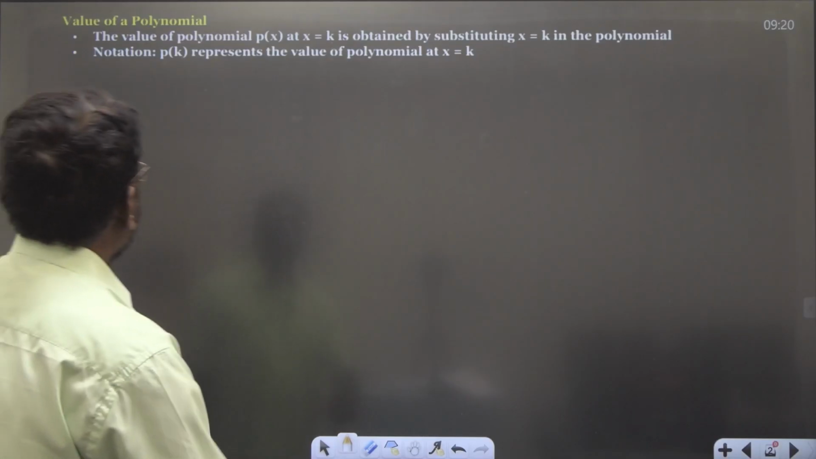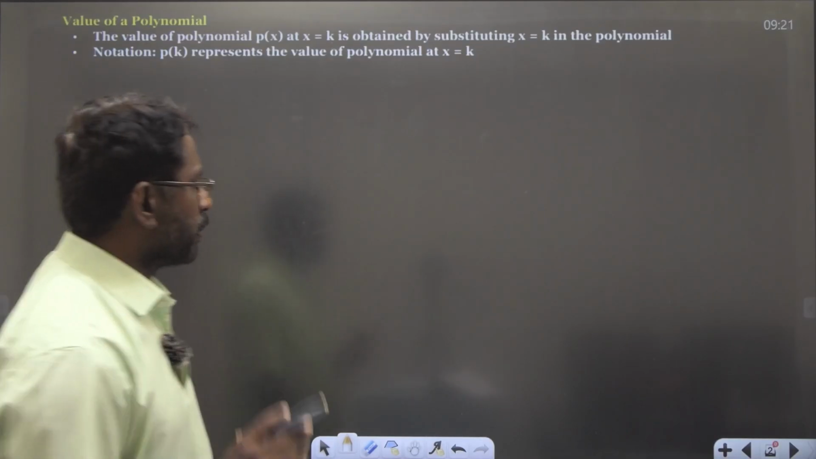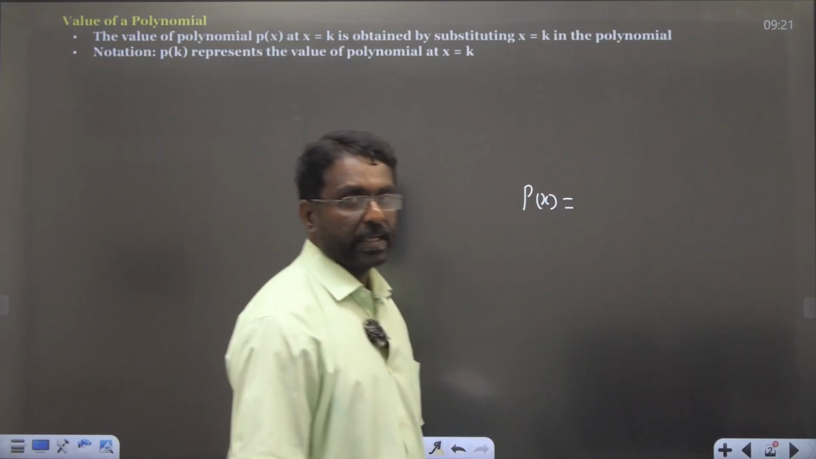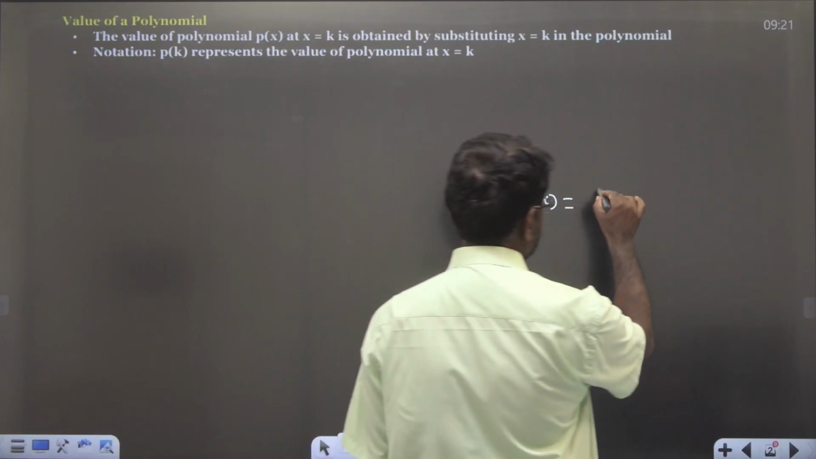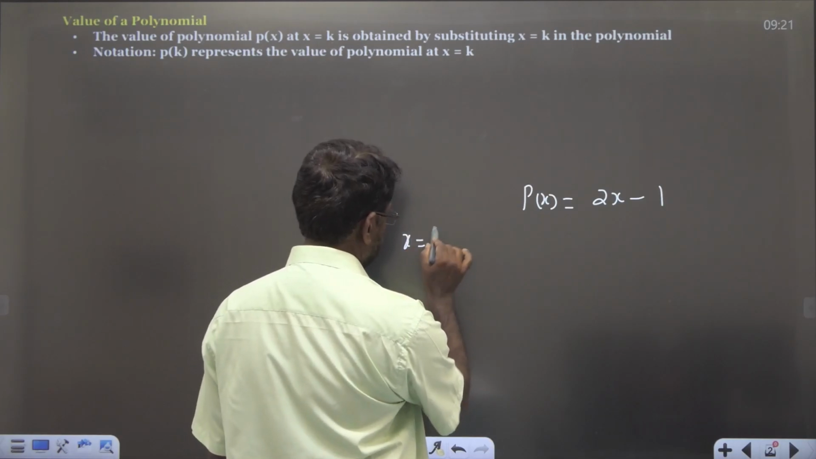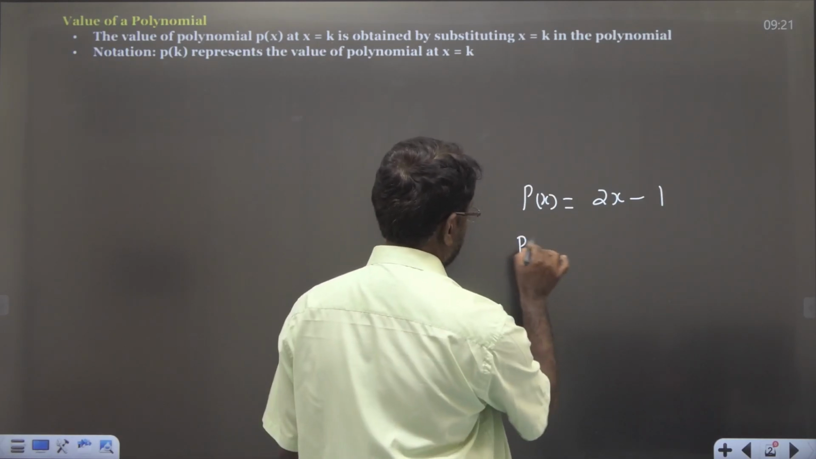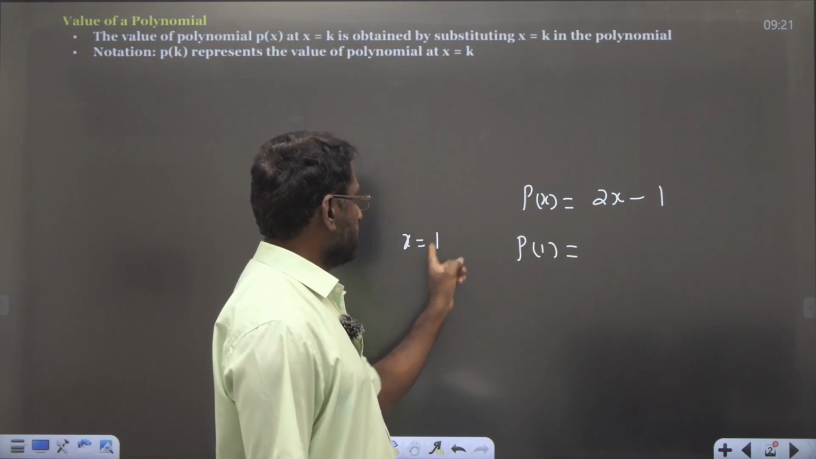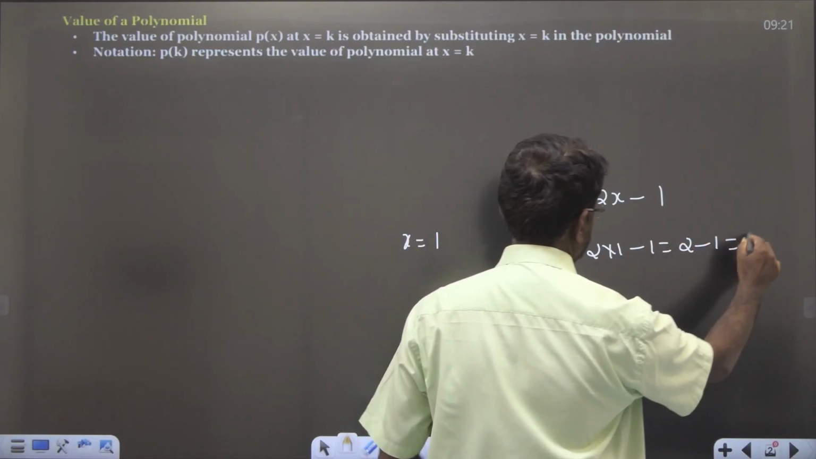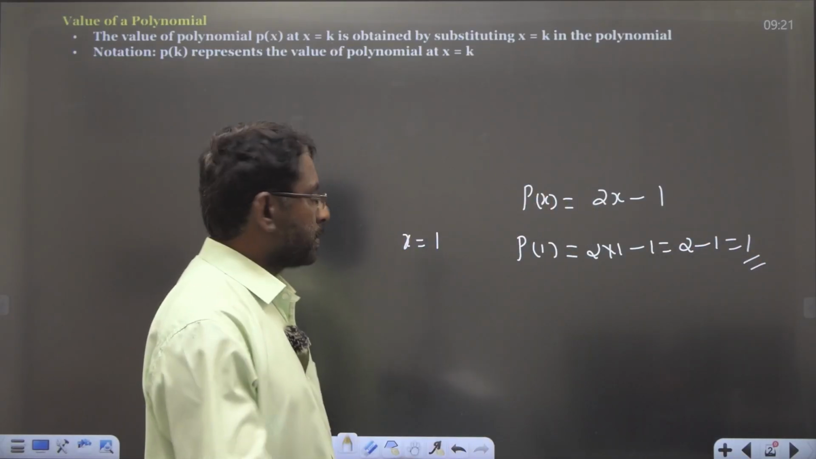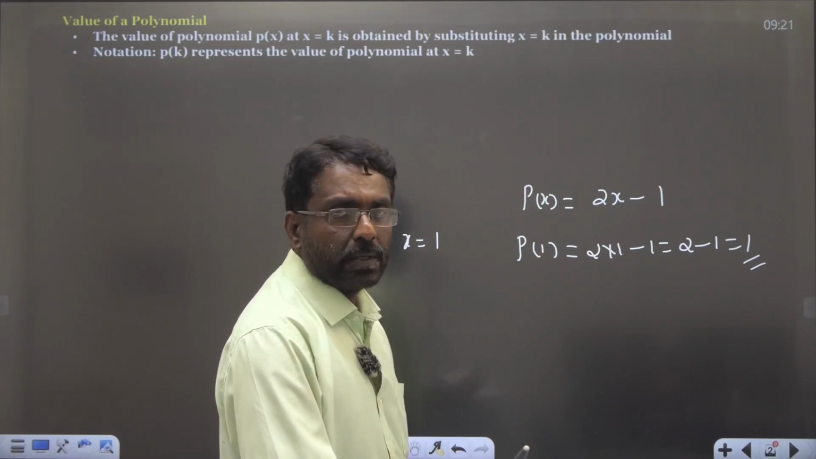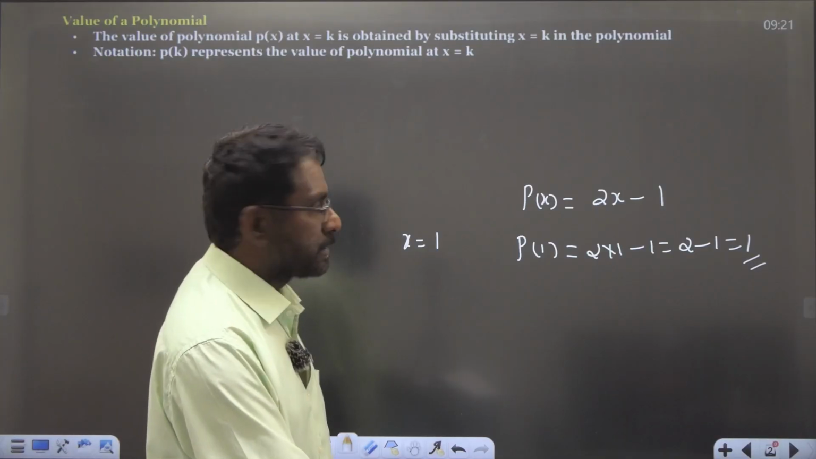The next is the value of a polynomial. I can explain with an example. Suppose p of x equal to 2x minus 1. Suppose x is equal to 1. Then p of 1, you just put 1 for x. Right hand side: 2 into 1 minus 1, that is 2 minus 1 equal to 1. This is called the value of the polynomial when x is equal to 1.